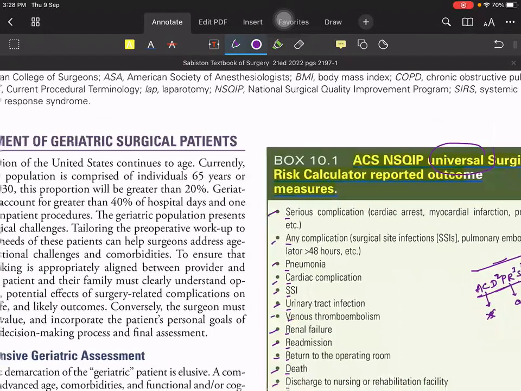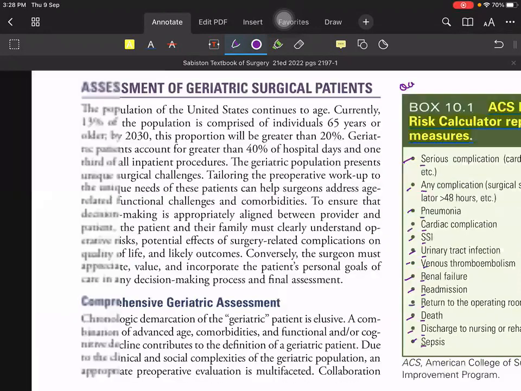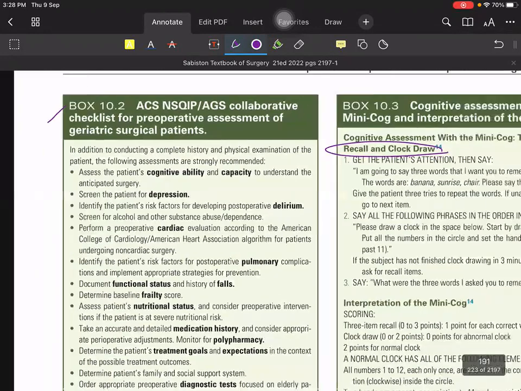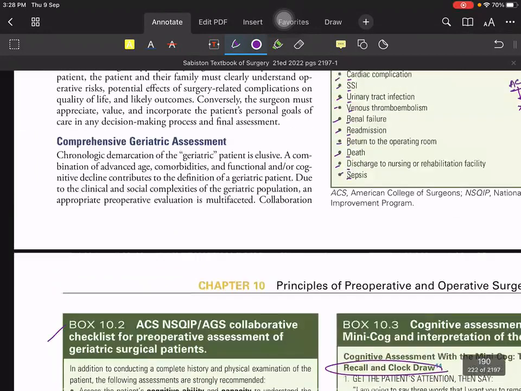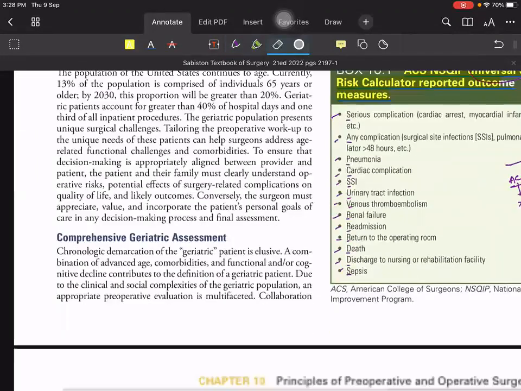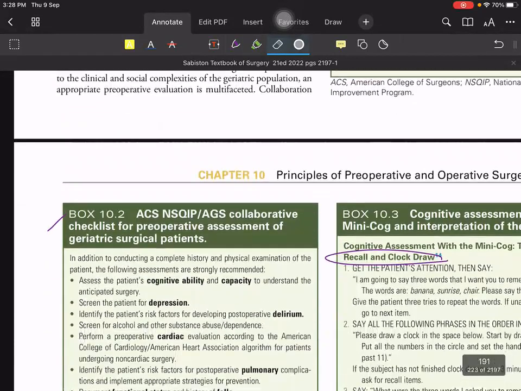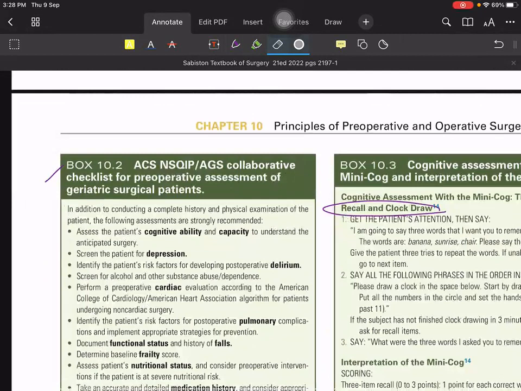Current table. Then comes your assessment. We are in the subtopic of assessment of geriatric surgical patients. In geriatric surgical patients, mainly they ask what things you have to assess. This is the checklist for preoperative assessment of geriatric surgical patients.